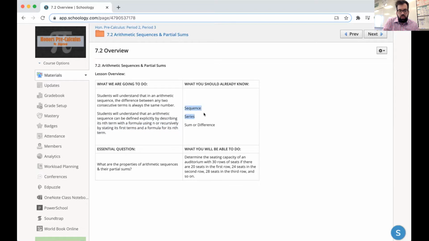You should already know the idea of a sequence, which is just a series of terms, and a series, which is when we add those terms together. And obviously, you know what a sum or a difference is. Today we're going to be talking about common difference.